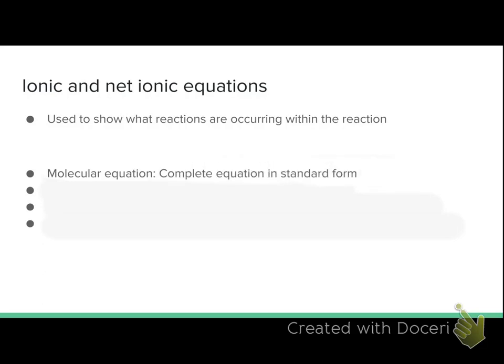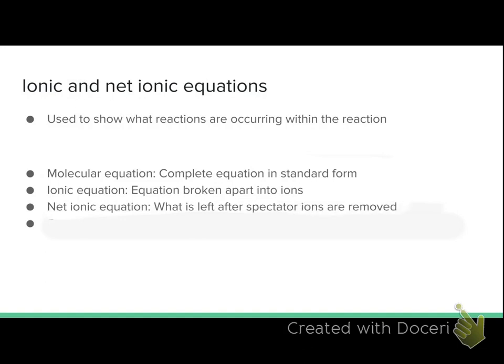So the first thing is a molecular equation. What you've been writing already up to this point, when you've been writing a complete equation and you've been balancing it and you've been including your states, that is your molecular equation. The next type of equation is an ionic equation. This is when we're going to take that molecular equation and break it apart into the individual ions. Whether it's a polyatomic ion, or a cation, or an anion, we're going to break it apart into all of those separate parts. That's the ionic equation.